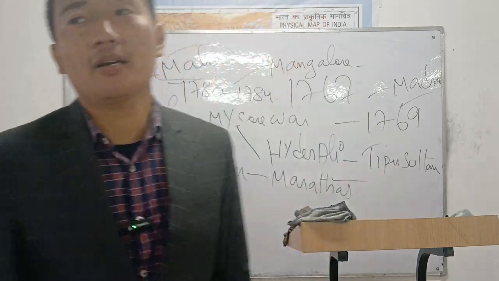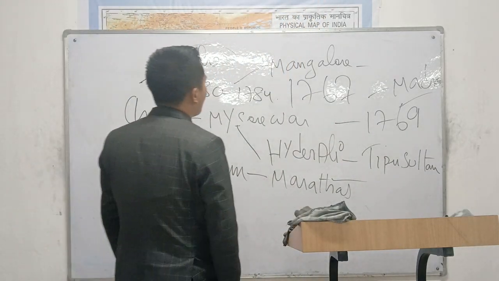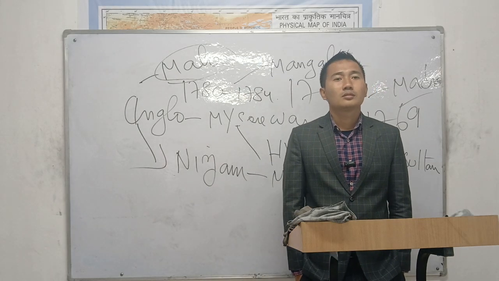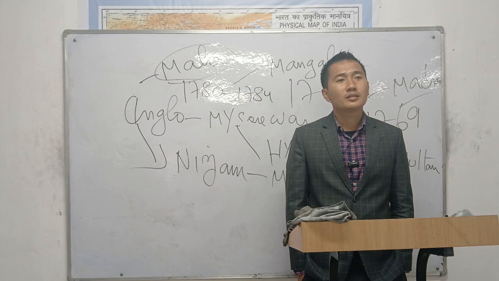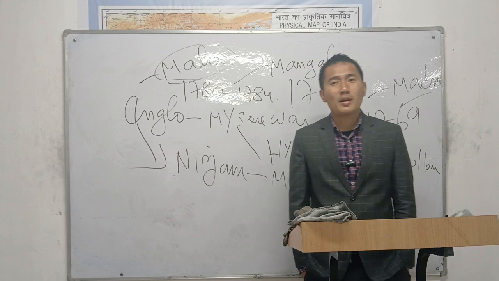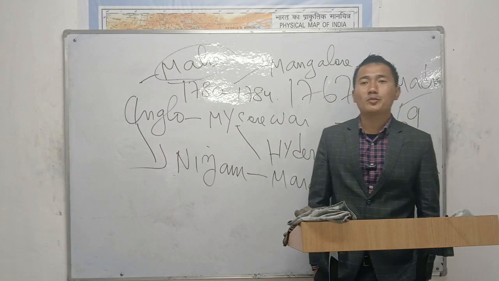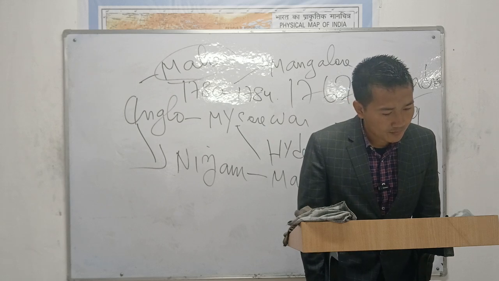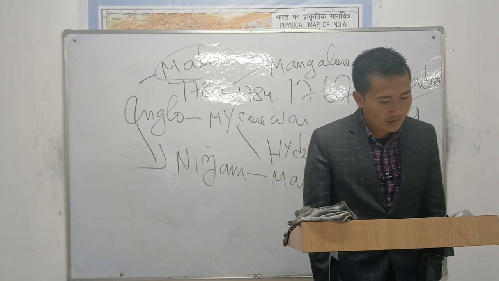By the Treaty of Mangalore, 1784, the war came to an end. Let's see the terms of this treaty.